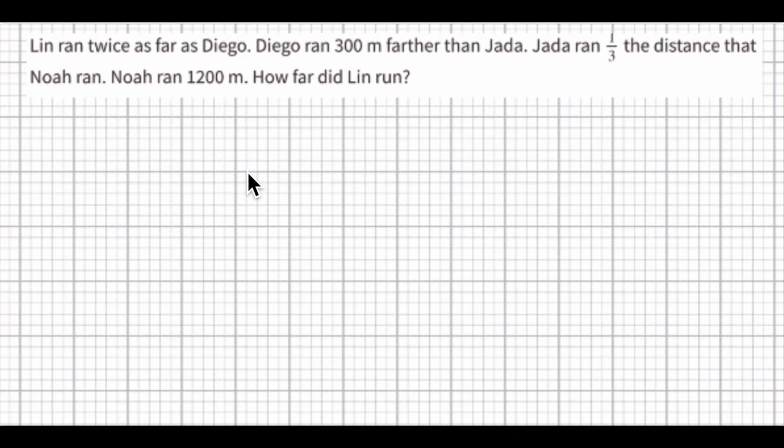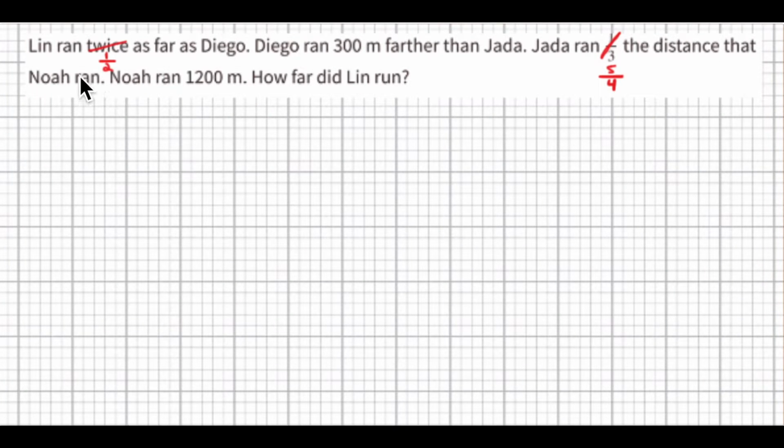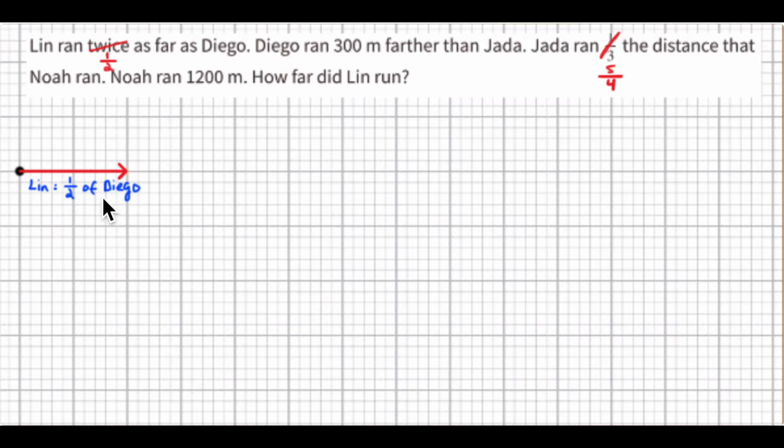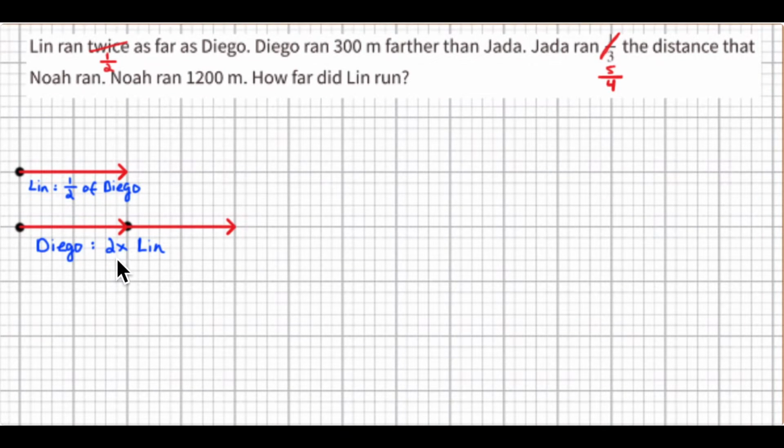For the distance problem, I chose to have Lynn run 1/2 the distance as Diego, and Jada run 5/4 the distance of Noah. So Lynn runs half as far as Diego. So that means the reciprocal relationship is that Diego ran twice as far as Lynn. So 1/2 and 2 are reciprocals, or multiplicative inverses. So Lynn runs half as far as Diego. That means that Diego runs twice as far as Lynn.